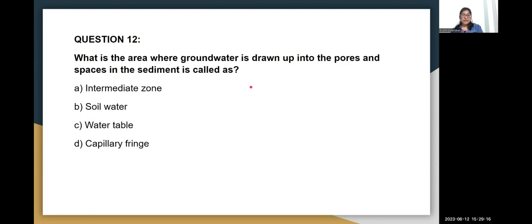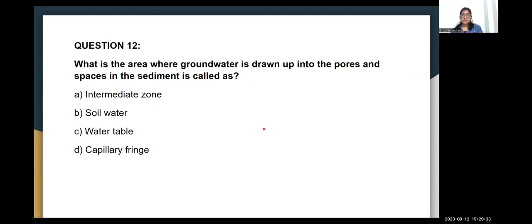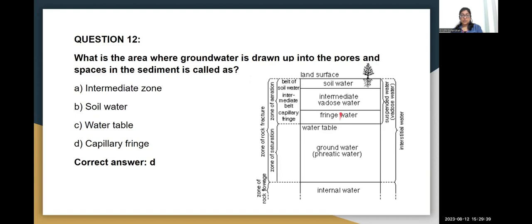Now, what is the area where groundwater is drawn up into the pores and spaces in the sediment called? So we had earlier discussed capillary action. Water entering this zone does so as a result of capillary action, and the water from the water table will start moving through the pore spaces available in this part of the soil. The water there is called the capillary water, and the zone is called the capillary fringe.